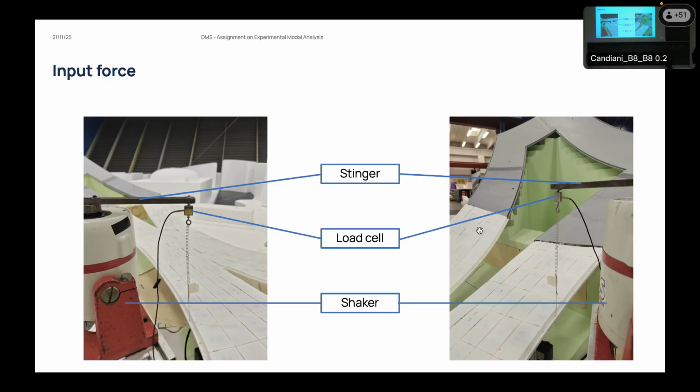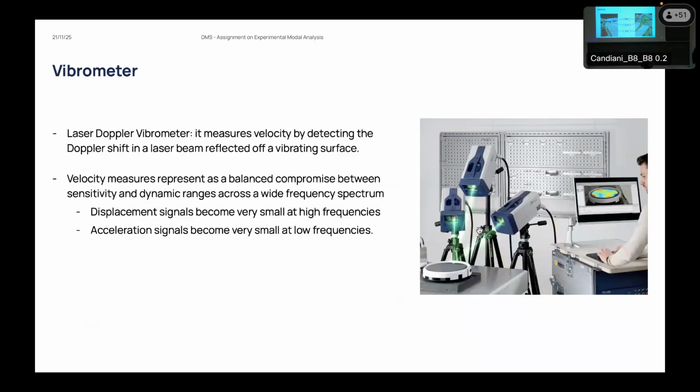The f of t is a sine wave in which the circular frequency is varying in time, so that we can span from 0 up to 150 Hz as input force. Output. We needed to measure the input, and now we know almost everything about the input, but now we need also to measure the output.